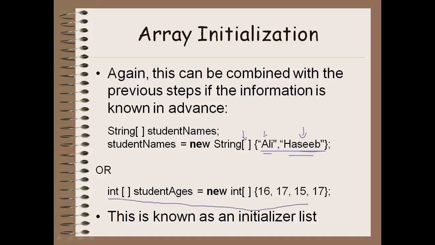Okay, another example here, working with integers. This will create an array of 1, 2, 3, 4 elements put into an integer array that we've called studentAges. Again, this here inside the squiggly brackets is called an initializer list.